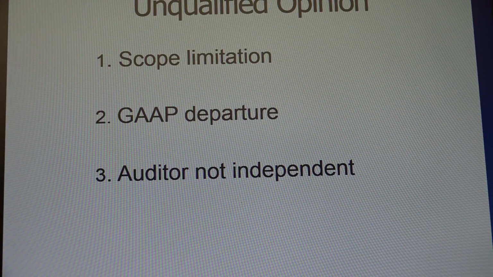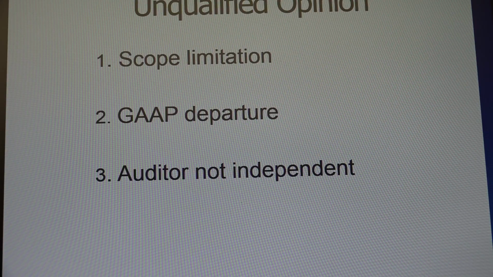Now, should this raise flags, red flags, with the auditor? Absolutely. This should really bring the auditor to question why the audit client is doing so. And again, you have to be skeptical and maybe a little suspicious when things like this occur.